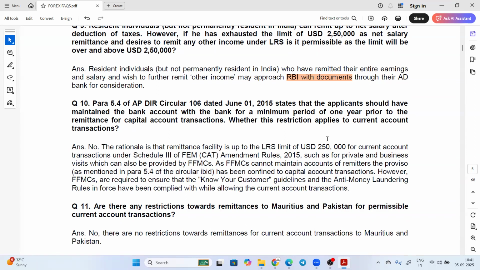Whenever any person comes to the bank for a capital account transaction, it is an RBI guideline that the person should have an account at least 1 year old. You have to remember that for making an outward remittance for a capital account transaction, like purchase of property, shares or debentures, it should be 1 year, but for a current account transaction that is not required. But KYC guidelines and AML guidelines have to be followed.